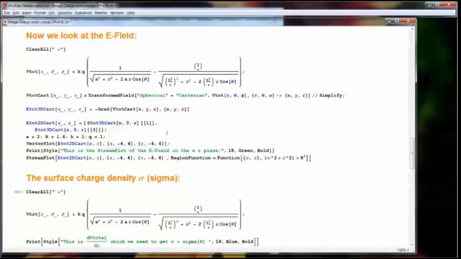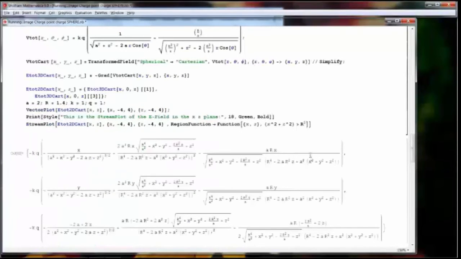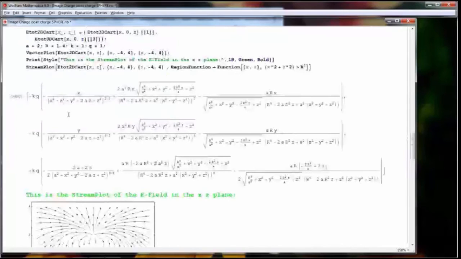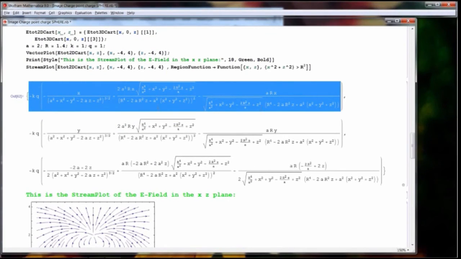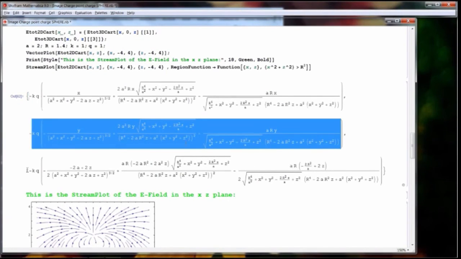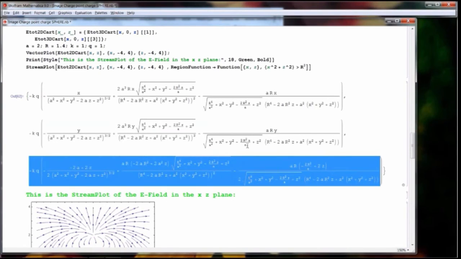I could do the E field vector plot, it's right here, but it takes so long to get it to look right by adjusting parameters that I'm not going to show it. I am going to show the stream plot. That's this function right here, stream plot of the E field. And so we'll see what that looks like. There's the Cartesian version of the E field. Remember, it has three components. Here's X, here's Y, here's Z, and it's a mess, and you could probably simplify it if you wish.